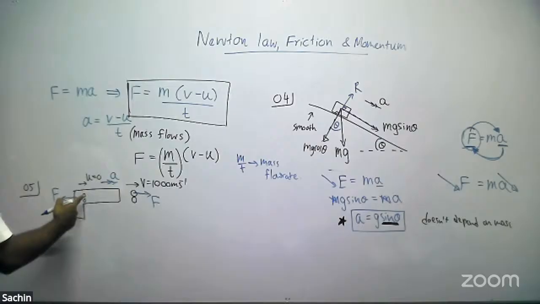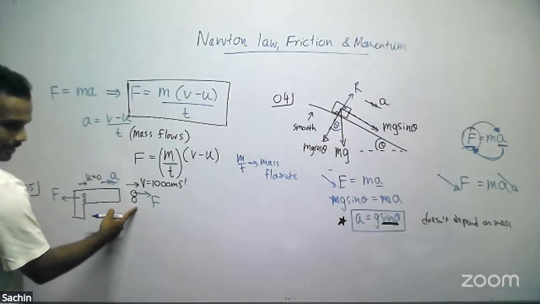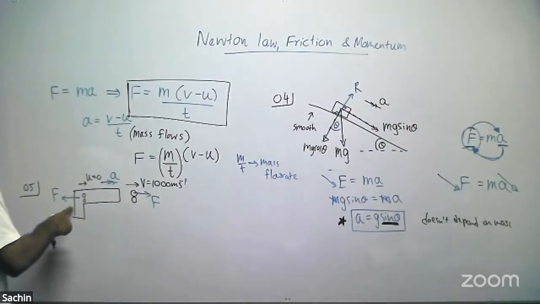The bullets getting some force means, according to the third law, there will be some force on the gun, but in the opposite direction.